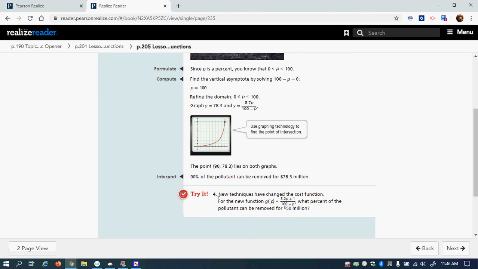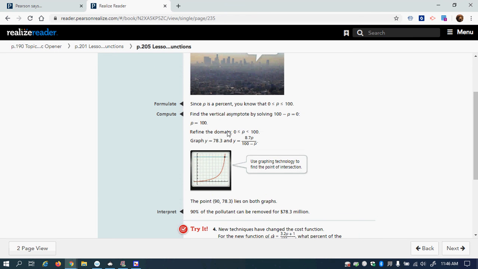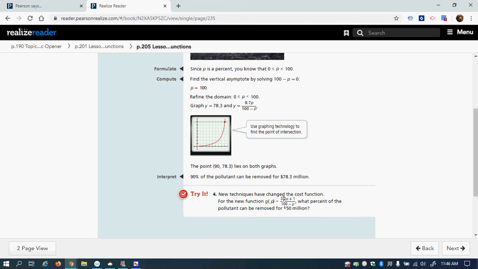So what I'd like you to do is do the try it now. This is a new technique that has changed the cost, so now you have a new setup. Follow the example exactly the same. Find what would be the y-intercept, and then go from there, and then state what your findings mean to you, just like they did here. They interpreted what the findings were. So when you're done, that's what I'd like you to do, is tell me what you discovered.